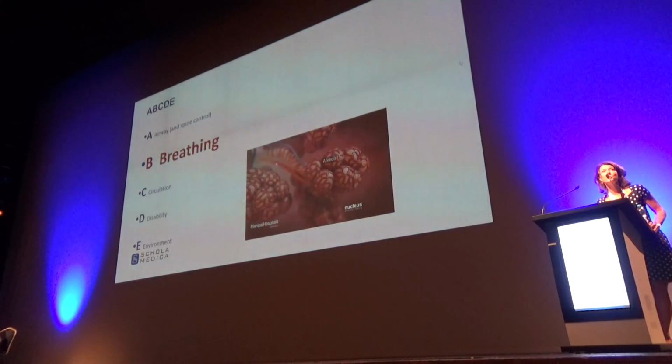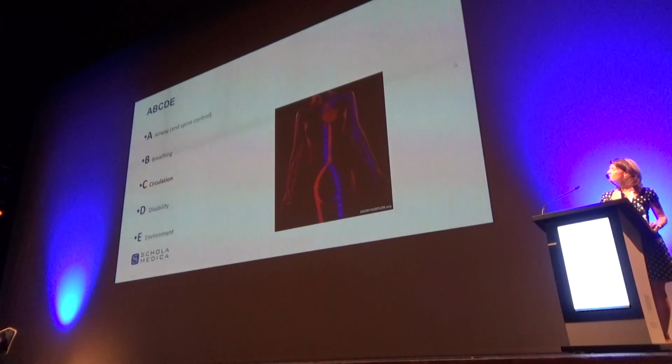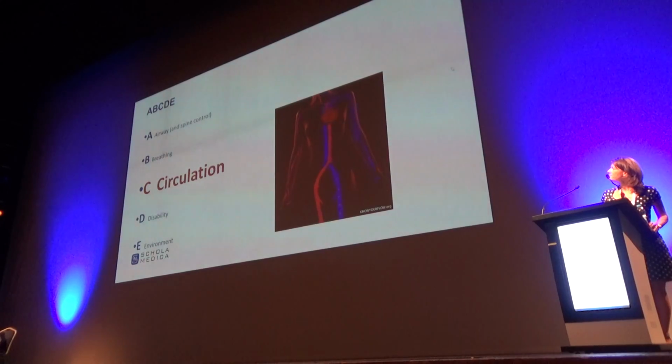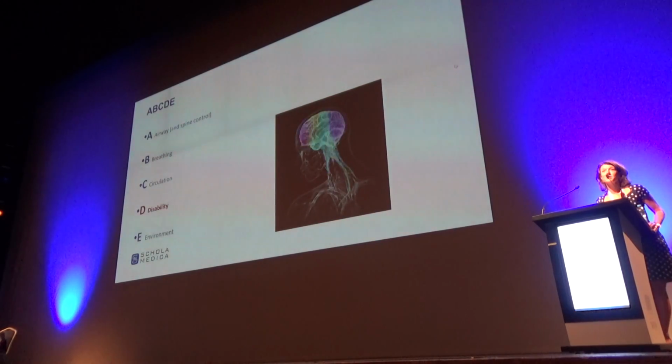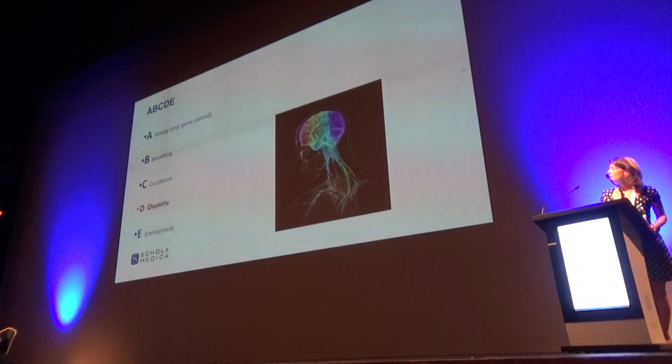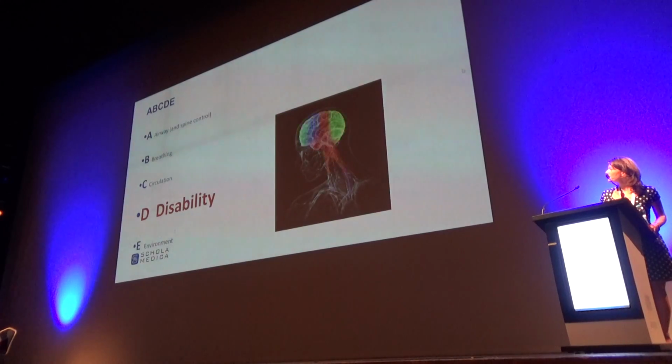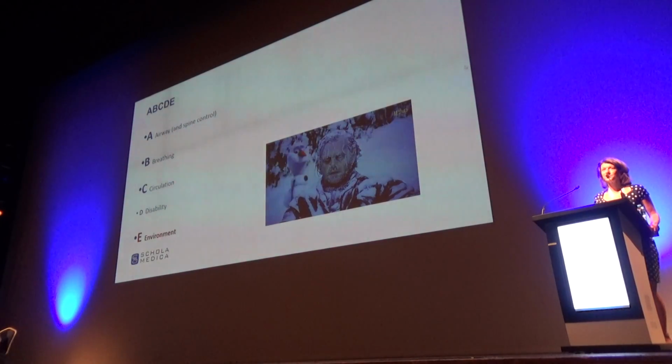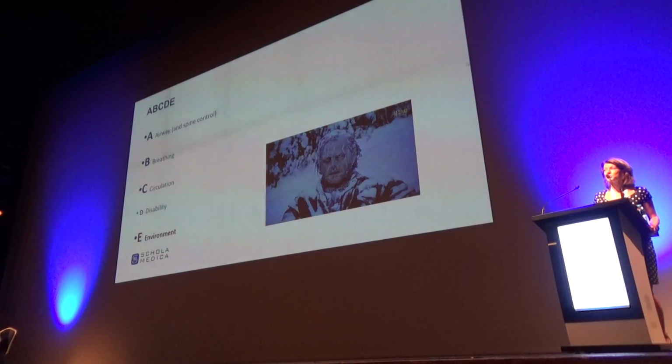When you secure the B, you can go to the C, in which the blood pressure is measured, and the pulse, the capillary refill. The D stands for disability. So it's the Glasgow Coma Scale, the glucose, and other things. And the E is for environment. For example, the temperature.